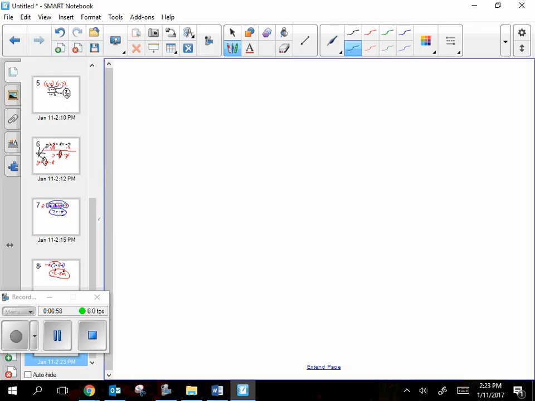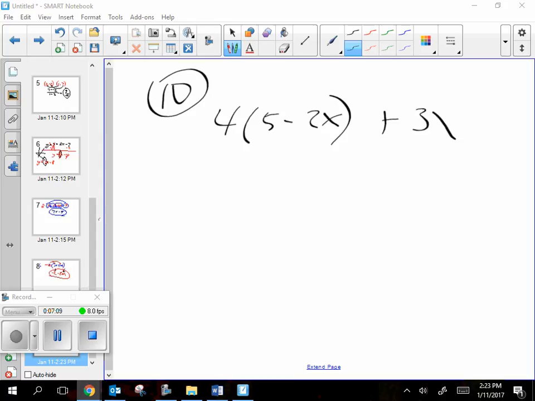Number 10 says, 5 minus 2x plus 3x, with parentheses. Now I'm going to distribute this part. You know why? Because any number budged right up against parentheses is just saying, hey, distribute this. So go ahead and do that part.